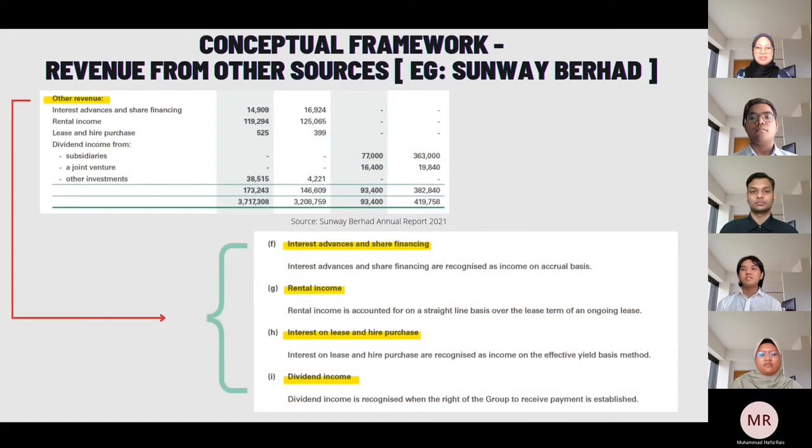And here are the examples that we took from Sunway annual report for conceptual framework, revenue from other sources. For interest, advance and share financings, this will be recognized as income on accrual basis, and the rental income will be accounted on a straight line basis over the lease term of an ongoing lease. For interest on lease and hire purchase, recognized as income on effective yield basis method, and the last one, dividend income, recognized when the right of the group to receive payment is established. Next, we move on to Farhah.